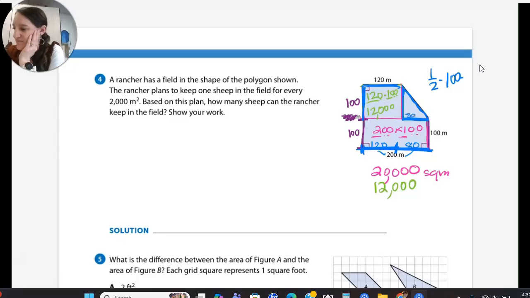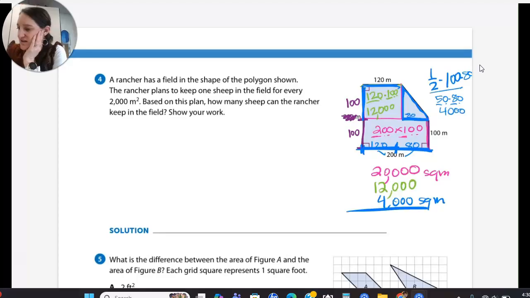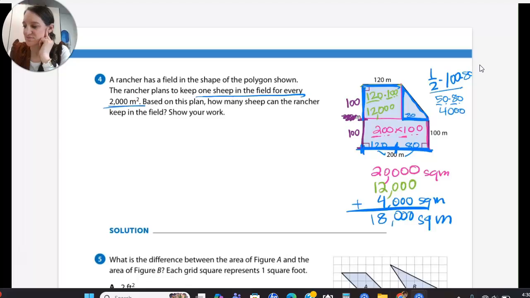So 80. Okay, half of 100 is 50 times 80 is 40, right? 5 times 8 is 40, 0, 0, 0, 0. So that's 4,000 square meters added up. And we have 0, 0, 0, 2, 4, plus 4 is 8. 18,000 square meters. Now, you're going to have 1 sheep for every 2,000 meters.